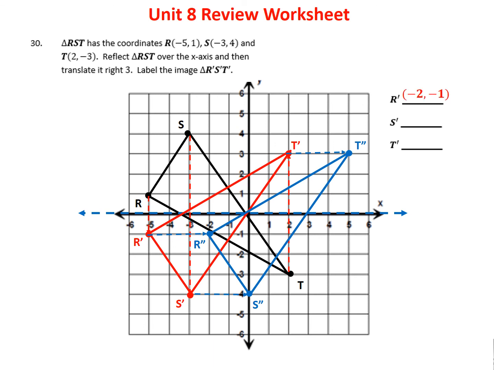And if we look at the points there, we have R is (negative 2, minus 1), S is (0, minus 4), and T is (5, 3). All right. I hope you do well on the test.